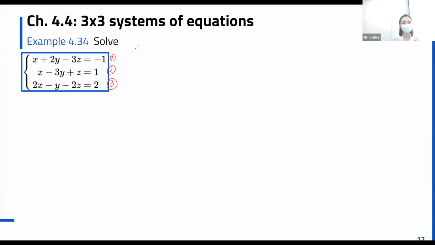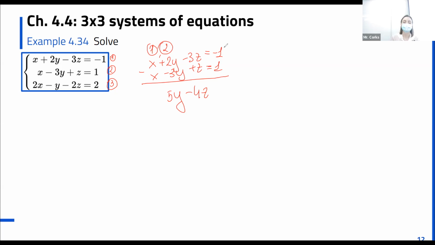So first and the second. x plus 2y minus 3z and x minus 3y plus z equals minus 1 and 1. We have x and x here, so we can easily get rid of it. Minus. What will we get? Here nothing. 5y and minus 3z minus z, minus 4z. And 1 minus 1, minus 1 minus 2. Our fourth equation.